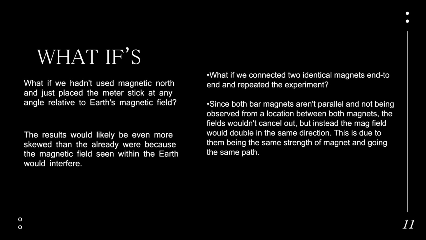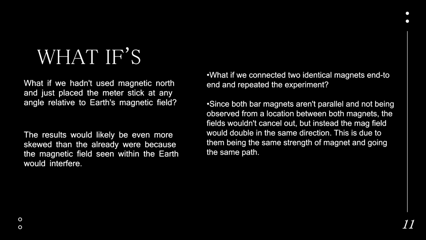Now some what ifs. What if we hadn't used magnetic north and just placed the meter stick at any angle relative to Earth's magnetic field? Well, the results would likely be even more skewed than they already were, because the magnetic field of the Earth would interfere. And then what if we connected two identical magnets end to end and repeated the experiment?